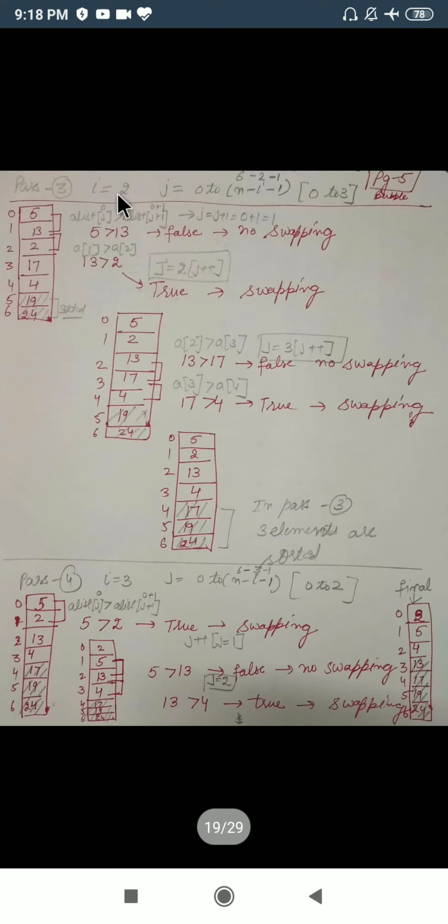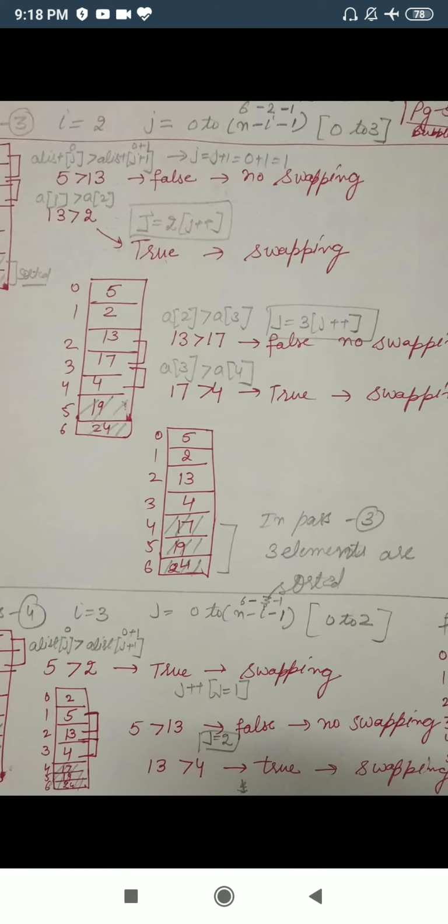Now i has become 2 and j will be varying from 0 to 6 minus 2. Why 2? Because i has now become 2, minus 1, so it will vary from 0 to 3. Okay, now again we'll start from 0. So aj is to be compared with aj+1.